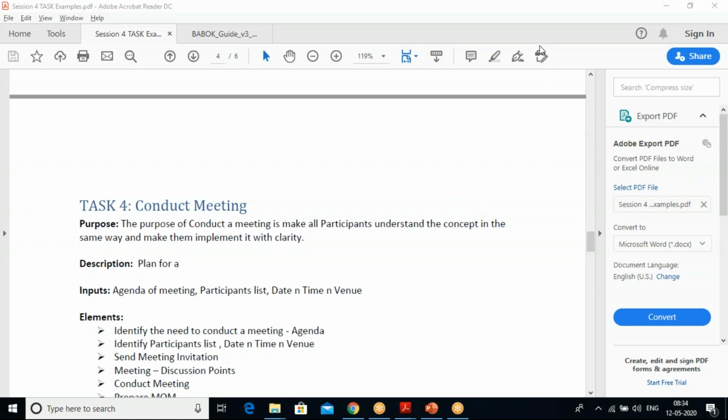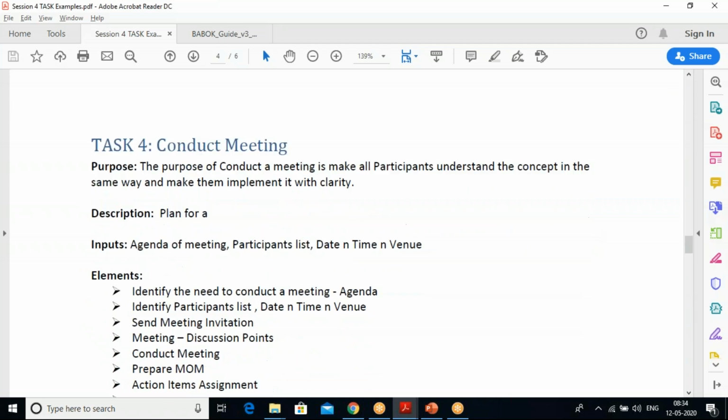For conducting a meeting, why do we need to conduct a meeting? What is the purpose of it? So, what can be the purpose? Generally, why do we conduct a meeting? Maybe we want to make all the participants understand a particular concept in the same way, so that they can implement it or follow it with clarity. That is what it is, right?